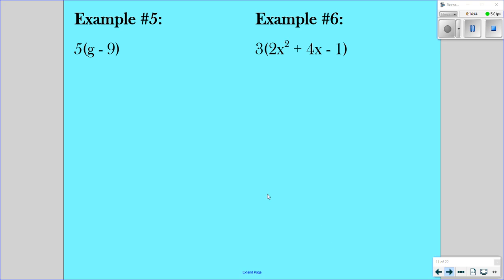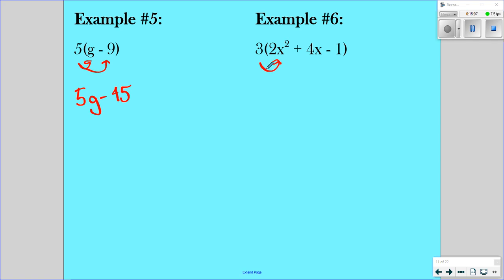All right, so we're going to do an example. Again, this is all dealing with distribution and also grouping like terms if there's any. So for this one, we're going to have 5g minus 45. You can't combine these because they're not like terms, so you leave it as is.